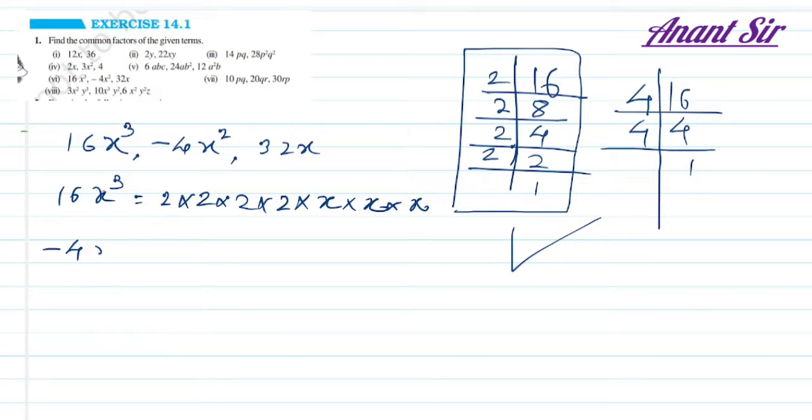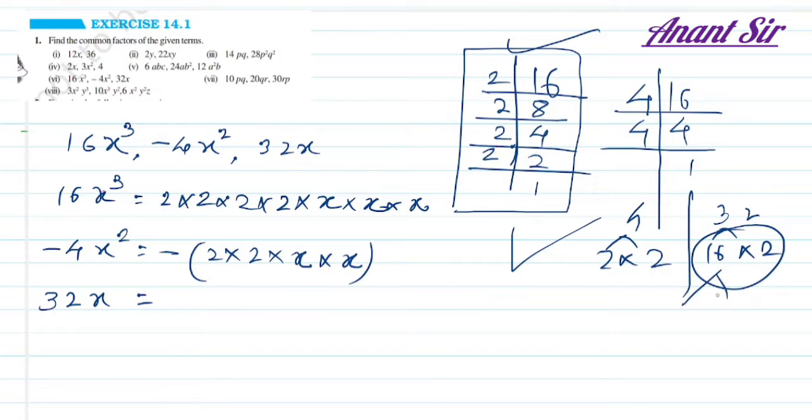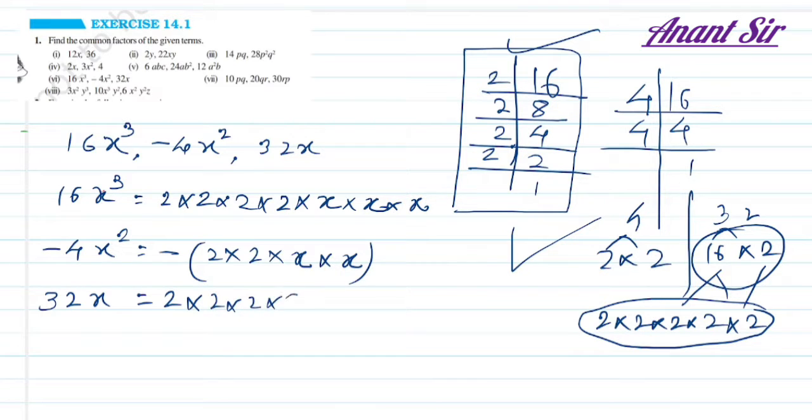So now we move on to the second term, 4. We know 4 is simple, 2 times 2. Keep the negative sign as it is, okay. 2 times 2 and x square it was, so x into x. Now the third term is 32x. What is 32? 32 can be written as 16 times 2, and we already know the factors of 16 here. So 16 was 2 times 2 times 2 times 2, and I am again going to write this 2. So it will be five 2s, 1 2 3 4 5, and this one x here.